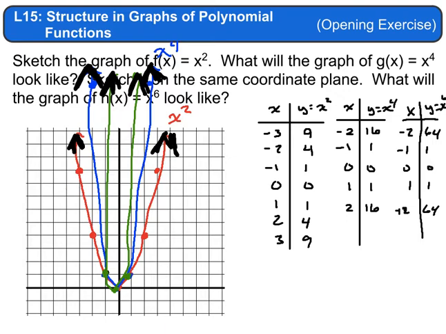And so that's just the opening exercise, was to sketch what x squared, x to the fourth, and x to the sixth look like. Your graph does not have to be perfect. Your takeaway should be that the larger your exponent, the more narrow your graph becomes.